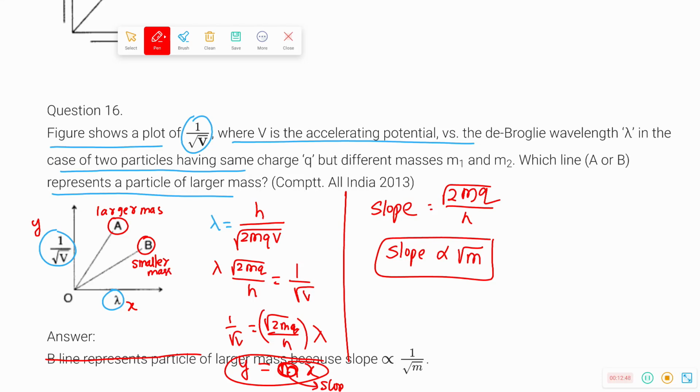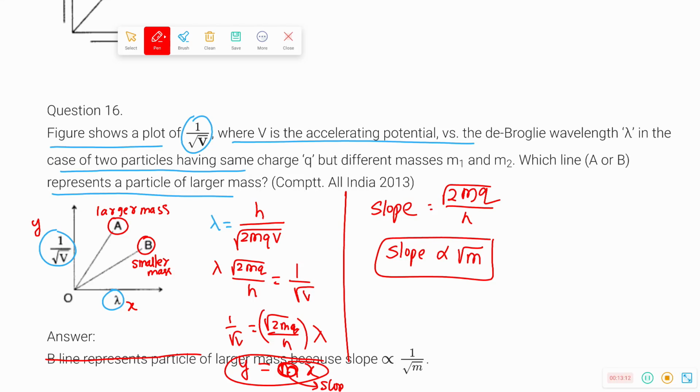That's why I'm telling you to follow the concept, so no mistake will happen. They did not write anything, and they are writing slope is inversely proportional to root m. It won't happen here, because the maths will not go incorrect. So slope is directly understood here. Please always focus on the concept. So larger mass is A. Clear, no doubt.